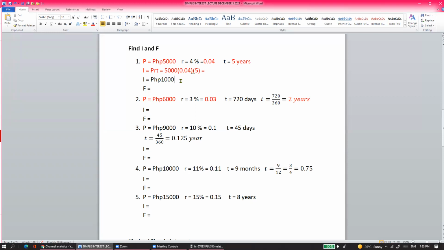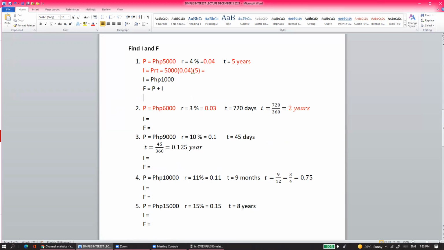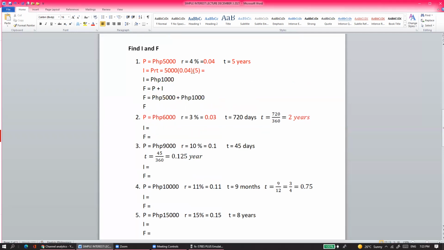Since alam naman natin na ang I is 1,000 na, so we can now solve for the F. And F is equals to P plus I, as we all know, no? Now, if we're going to calculate for the F, we actually have P as 5,000 and then plus I, which is equal to 1,000. Finally, we can have now the value for full amount or final amount as 6,000 pesos.